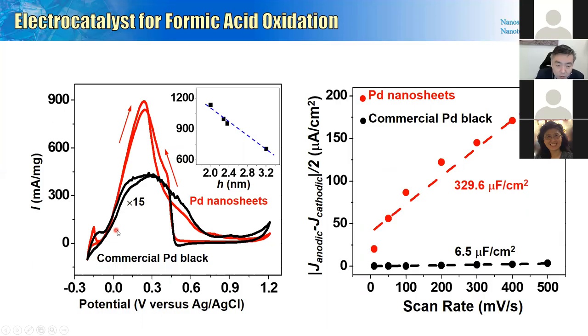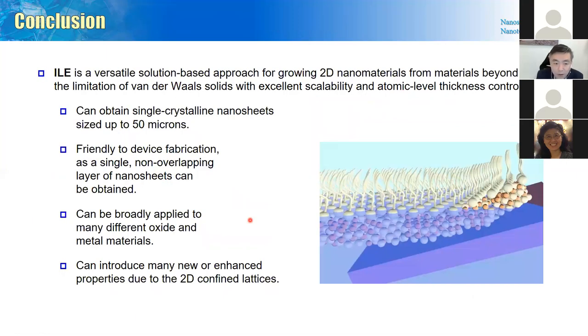This catalytic enhancement is significantly higher. You can see this black curve, even exaggerated about 15 times, still cannot reach the same level as the platinum nanosheet. And this current density, based on scan rate, is more than an order of magnitude higher compared to the bulk. And once we increase the thickness, the current indeed decreases, which means the atomic thickness indeed is helpful. Right.